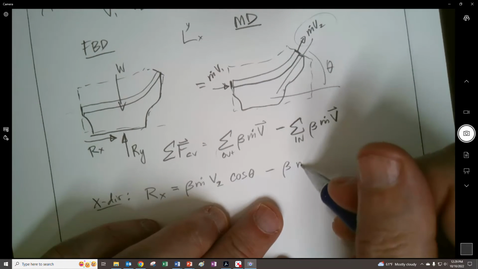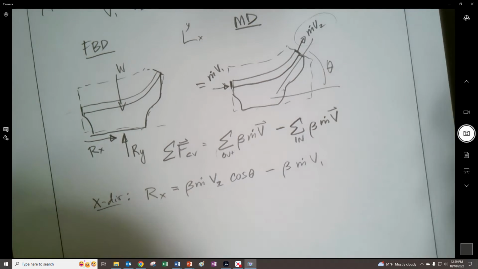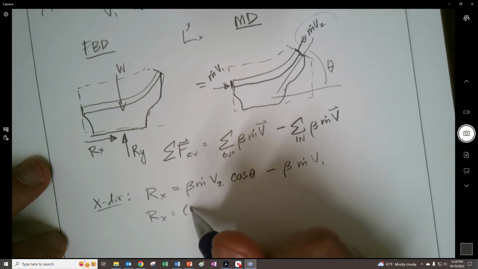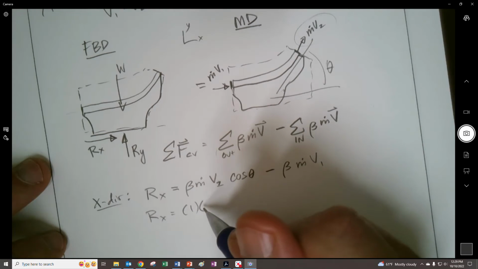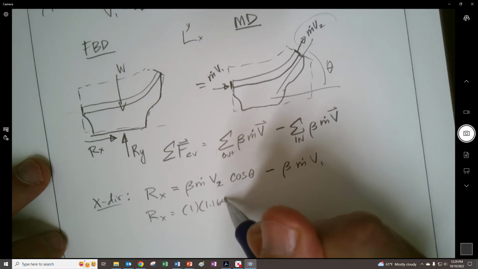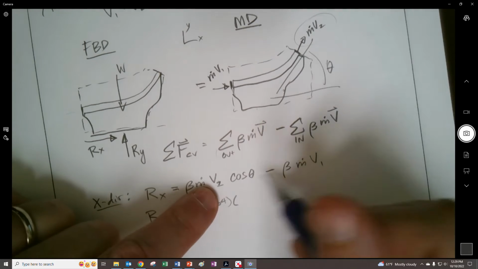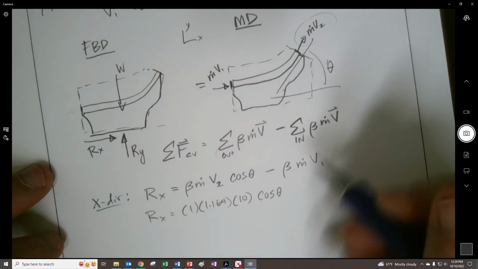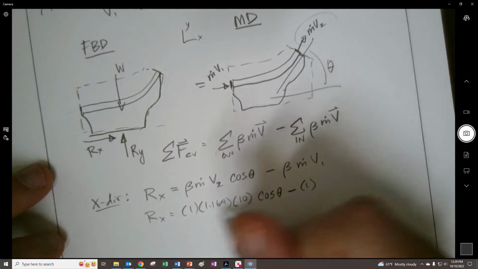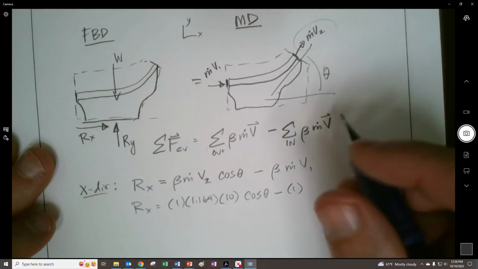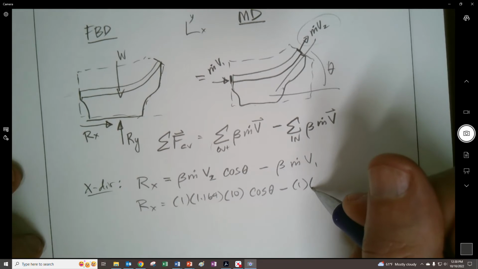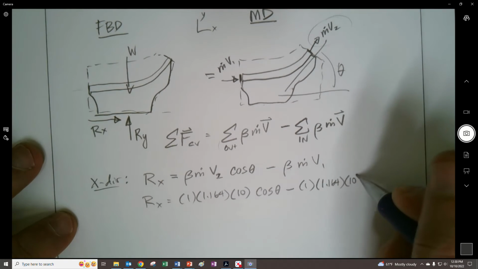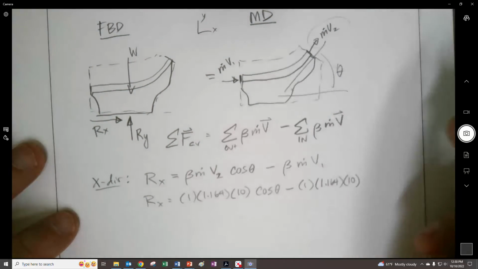Minus beta m dot, and then V1. So for Rx, we put a value of 1 here. We found this is 1.164. This is the same as that right there. It's 10, times the cosine of theta. And we get all the same things here, right? So beta is 1, we're assuming. M dot is 1.164. And V1 is 10.